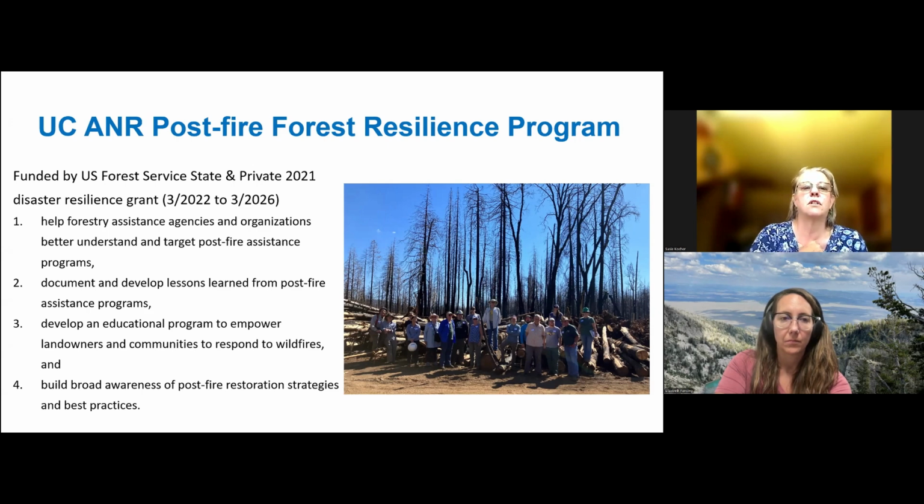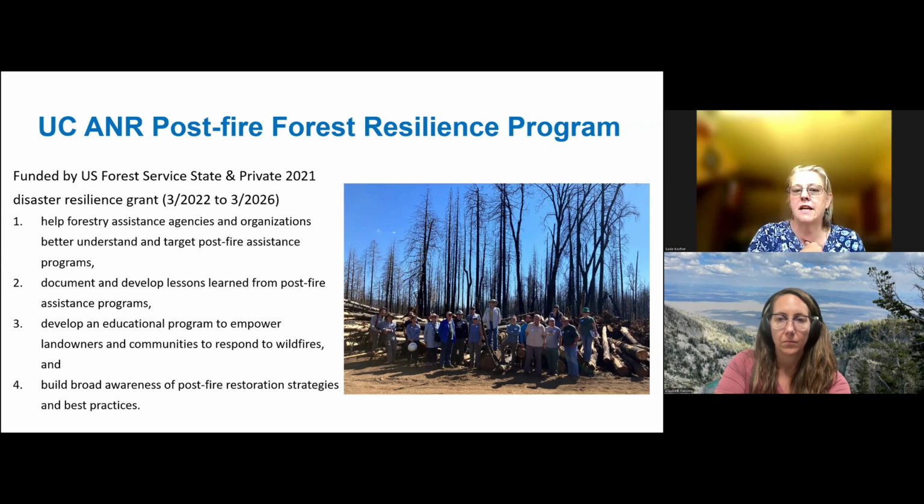Our goals were to help forestry assistance agencies, such as nonprofits, RCDs, and our state agencies, better understand and target post-fire assistance programs. That was the one that led us to development of this tool that we're discussing today. We also had a deliverable to document and help develop lessons learned from our post-fire assistance programs.